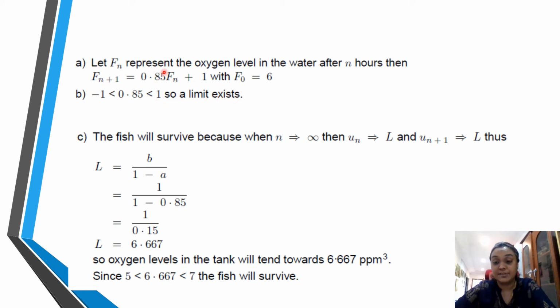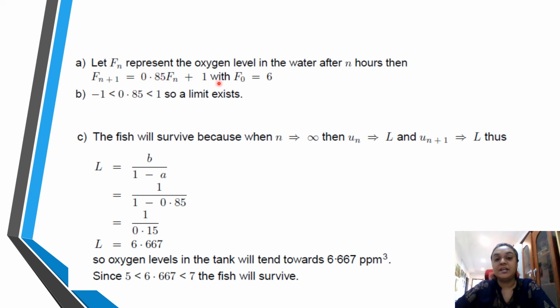for this particular linear recurrence relation. For the third part, we are expected to determine whether the fish will survive in the long run. For that we need to calculate the limit of the oxygen level in the tank, and see whether it's between 5 and 7 parts per meter cube for the fish to survive. So we calculate the limit, B over 1 minus A. The B for this problem is 1 from the earlier recurrence relation we identified, and A is 0.85.